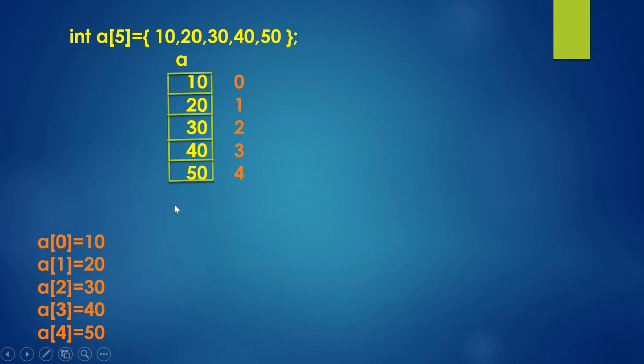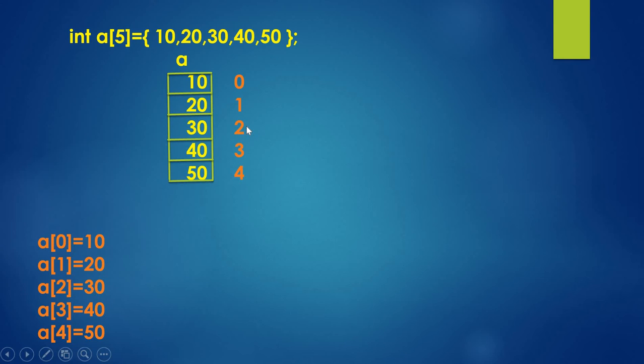Then what is the definition of a one-dimensional array? A one-dimensional array means for accessing an element, how many subscripts do we require? One and only one subscript. That is, for accessing this 30, we need the subscript 2. That is, a of 2 is 30. We need one subscript, and that subscript is 2. We are using only one subscript, that is why it is called a one-dimensional array.